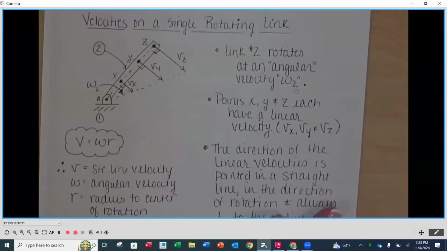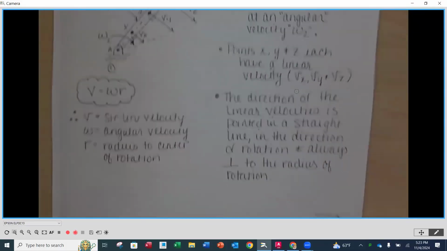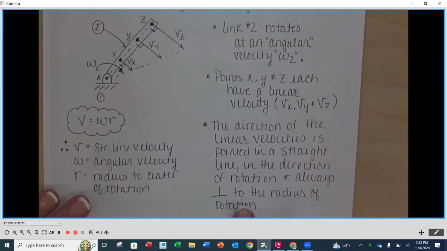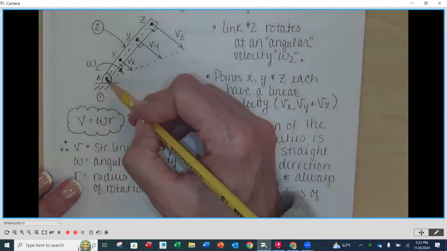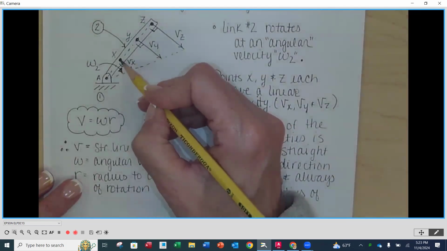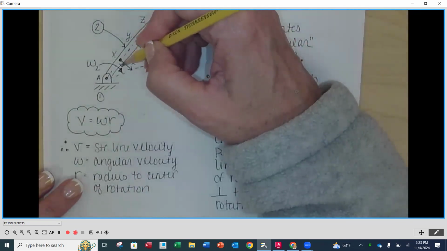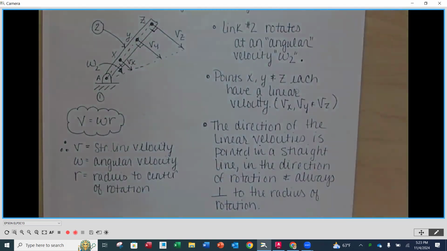You'll also notice that they are always perpendicular to the radius of rotation. So the orientation of that velocity, if we find from the center of rotation and we draw a line straight to our point, our velocity is perpendicular to that. So you'll notice that I have that 90-degree symbol there. Okay, so velocity vectors are always going to point in the direction of rotation, and they are going to be direction-wise perpendicular back to the line or the radius of rotation.